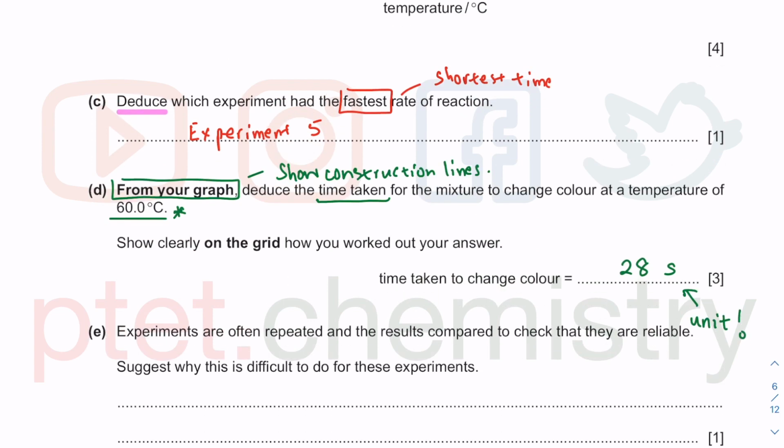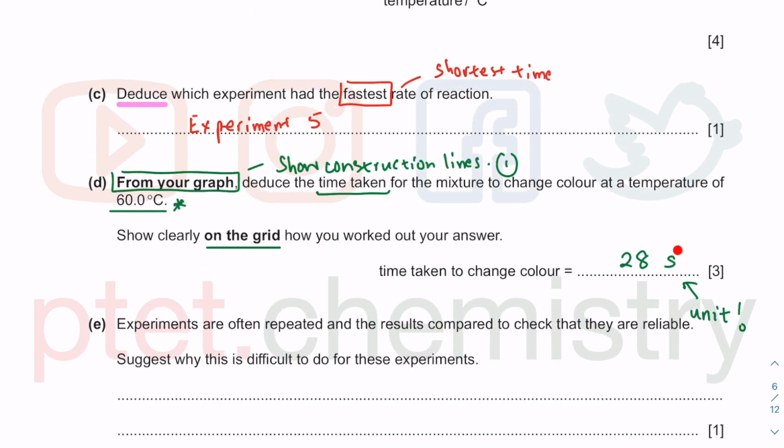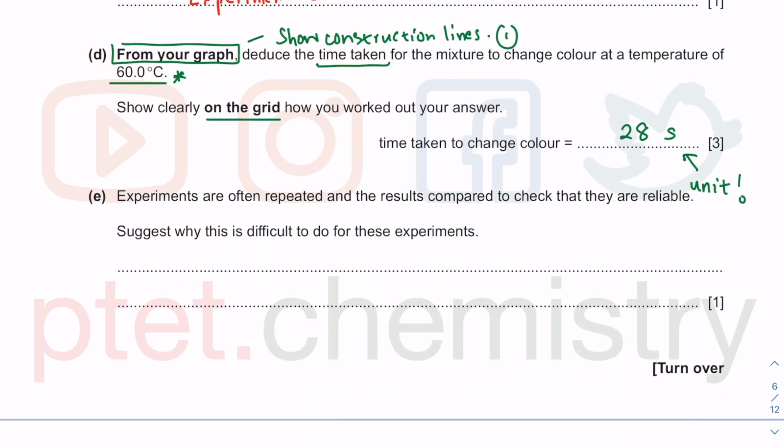Show clearly on the grid how you get your answer. You do get 1 mark for the construction lines. You do get 2 marks to read the reading on the graph based on this 60 degrees Celsius there, and you do get the 3rd mark for the correct value and the units there.